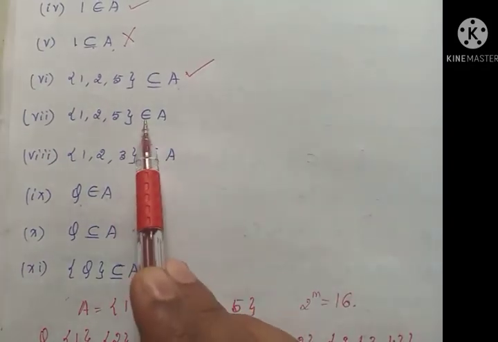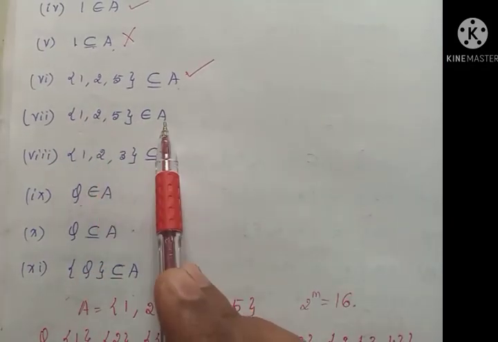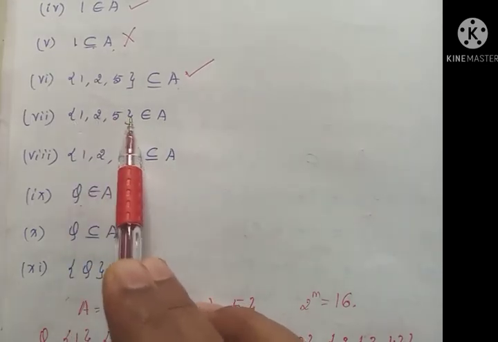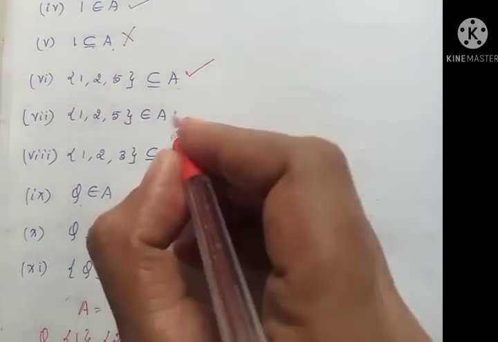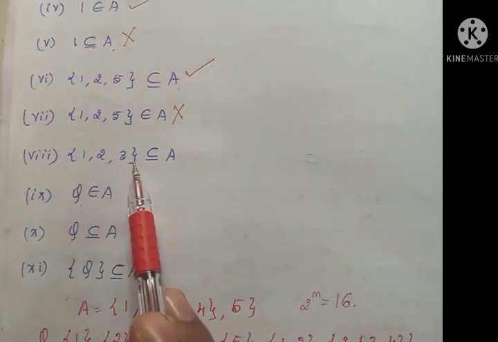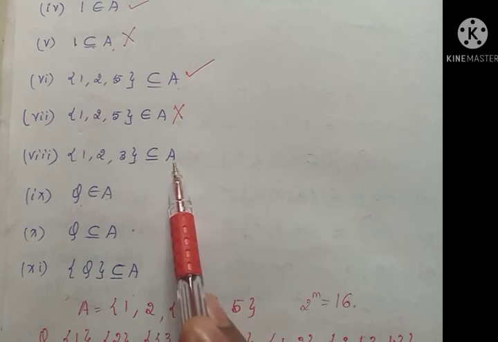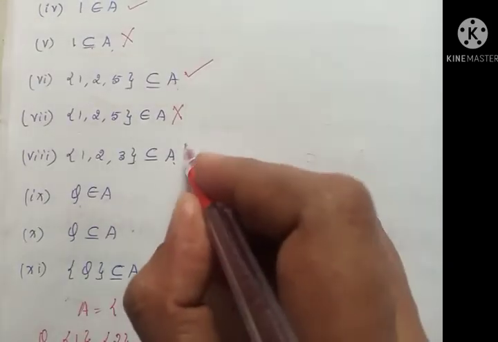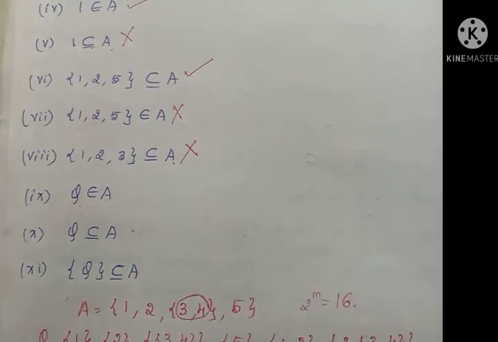Is this a correct statement? This is an element of A. No. The elements within the flower bracket denote the set. We can't say that this is an element of A. {1, 2, 3} is a subset of A. This is also not possible because I can't split this one. We can't write this 3 and 4 separately. Therefore, this is not.